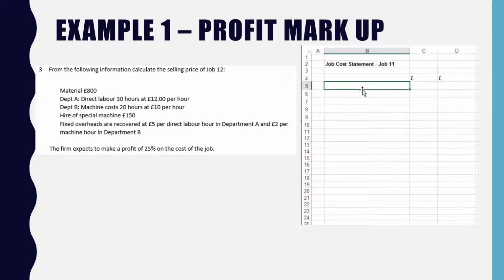Okay, so we're going to put the details into my job cost statement, starting off with the materials. There's only one lot of materials, it's not split up into different parts, so we'll put that on its own at the end. Labour is split into two different departments.